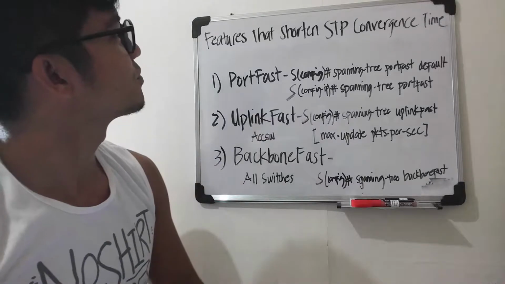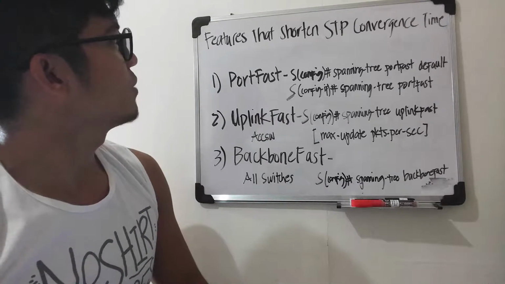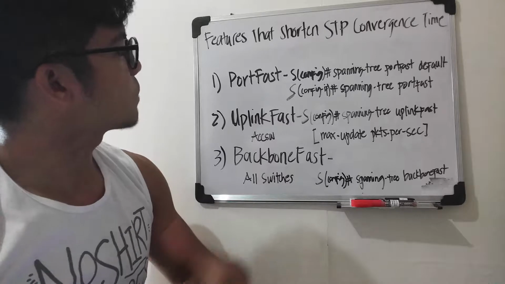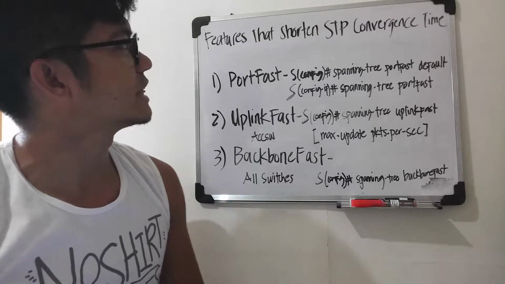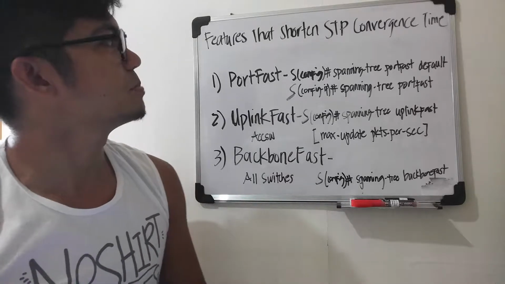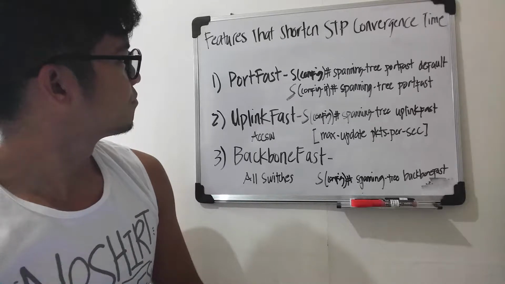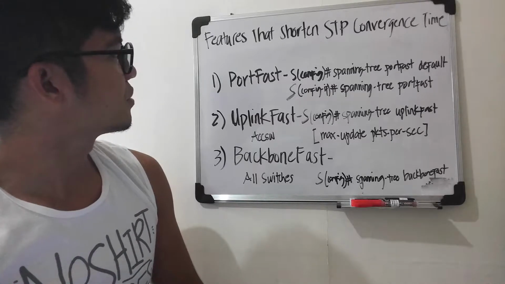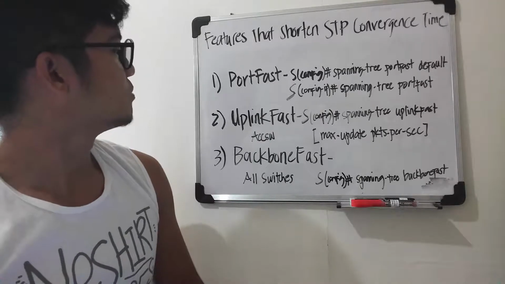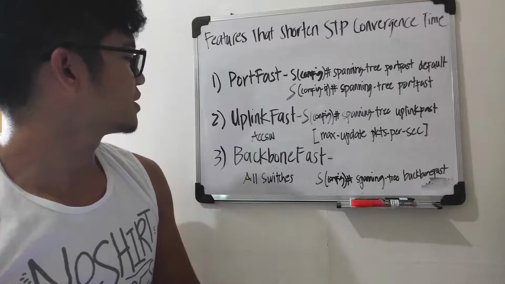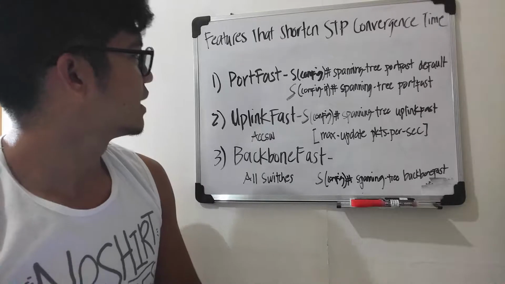Okay, so today I want to talk about a couple of features that shorten STP convergence time. Number one is PortFast. Number two is UplinkFast. Number three is BackboneFast.